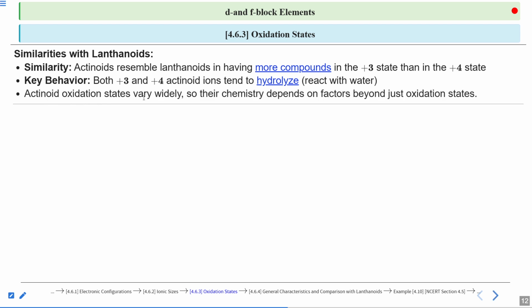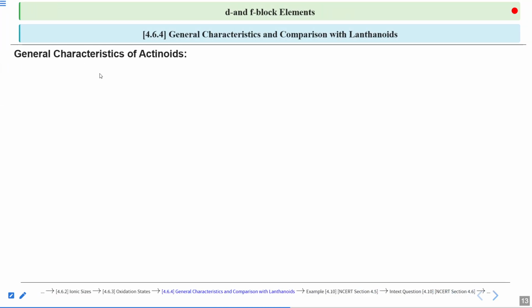Actinoid oxidation states vary widely, so their chemistry depends on factors beyond just oxidation state. Okay, so actinoid oxidation states vary widely. That means they show a variety of oxidation states, right? So their chemistry also depends on factors which are beyond just oxidation state. So let's see our next section, that is 4.6.4, general characteristics and comparison with the lanthanoids.